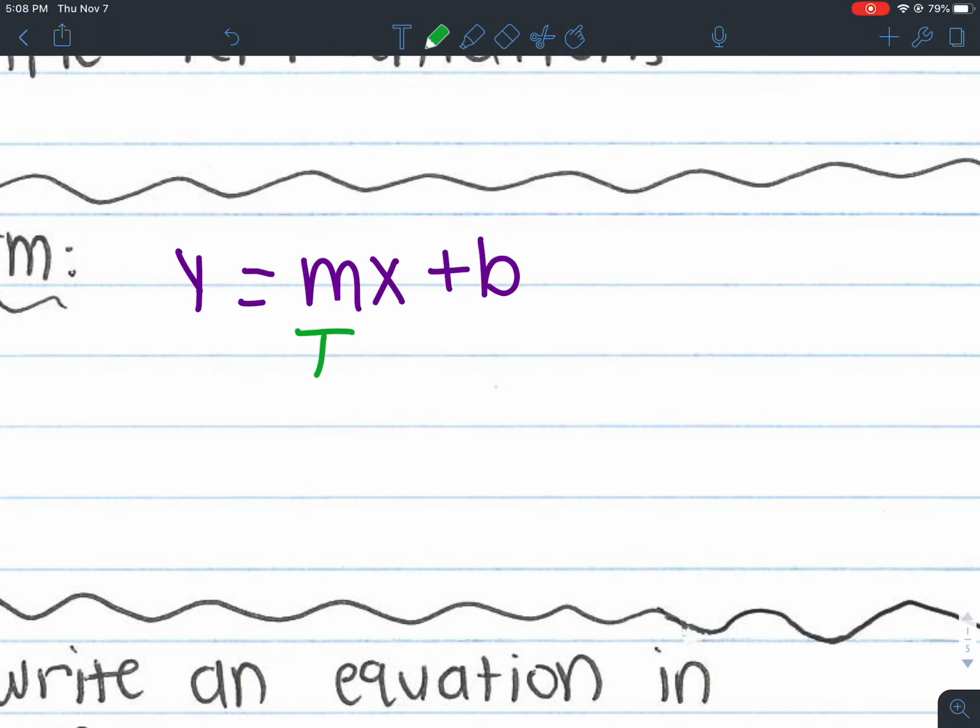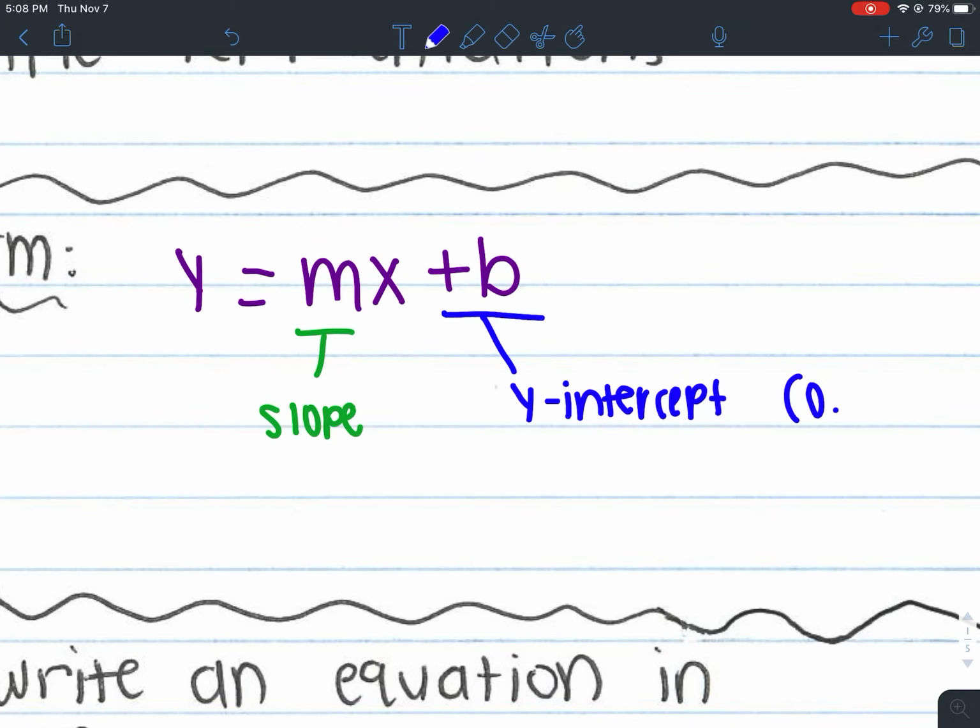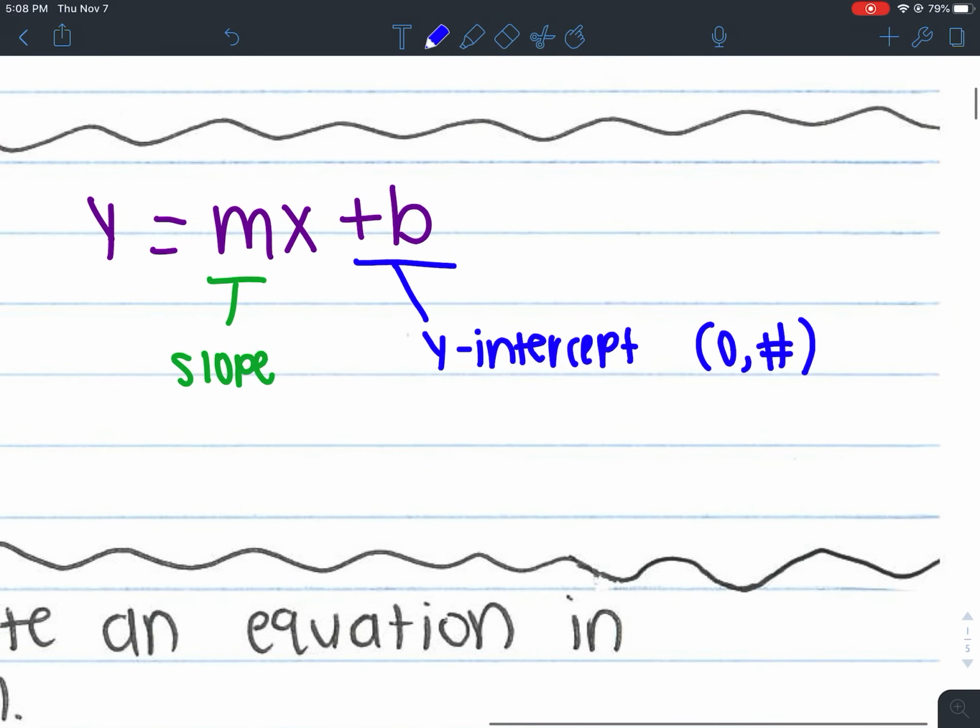The slope is represented by the m. The intercept is represented by the letter b, but not just any intercept, it is the y-intercept. And y-intercepts are typically written 0, number. The also important thing to note when we're talking about y-intercepts is that it's also known as our starting value.